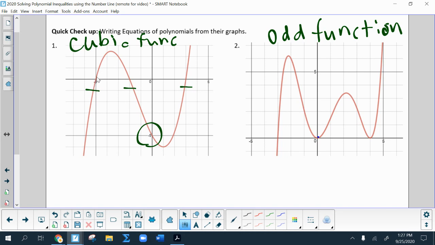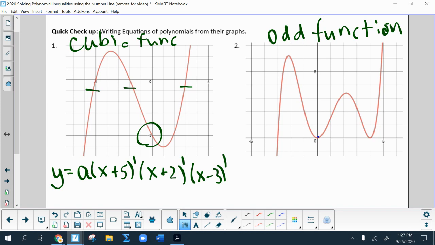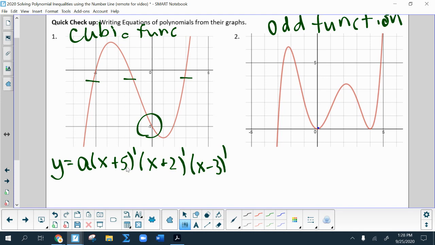Since they are nice cross-throughs and they don't cross through like a cubic function, we can know that each of these points are just going to be to the first power. When I start writing this out, I'm going to write it like this: a times x plus 5, and again, this will be to the first, and then x plus 2 also to the first, and x minus 3 also to the first. Notice that this does create a cubic function. 3 first-degree zeros is going to give us a third-degree polynomial, but I haven't used the y-intercept yet.